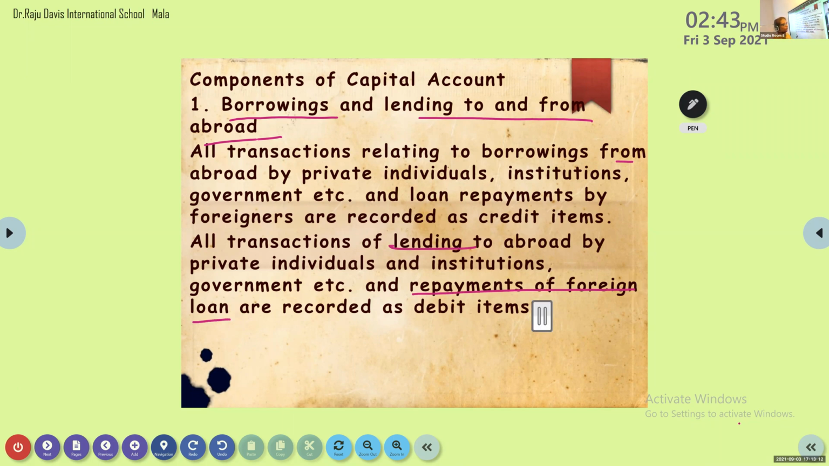Why do we say repayment of foreign loan? How come it will be on the debit side? Because it is going out. We are repaying it. Foreign exchange is going. Foreign money is being given to another country. But at the same time, our liability is reduced here. Okay.